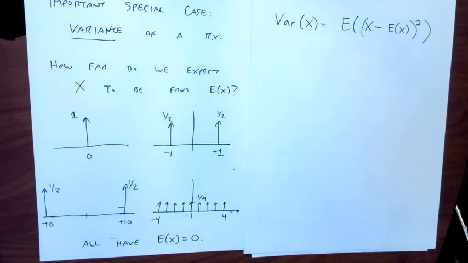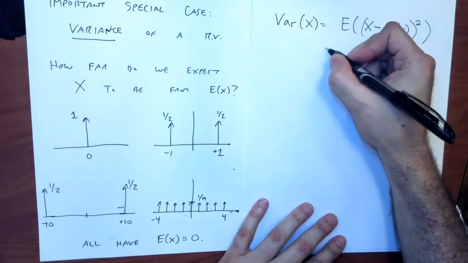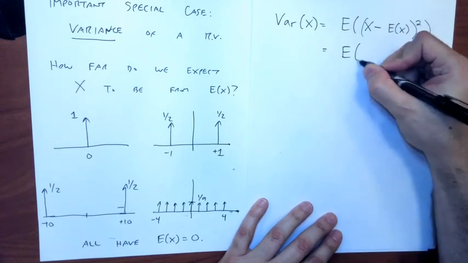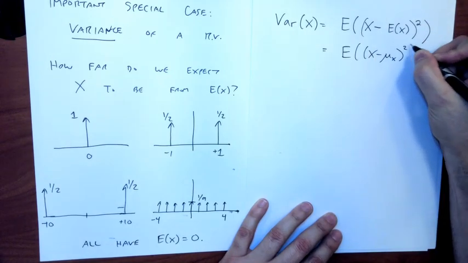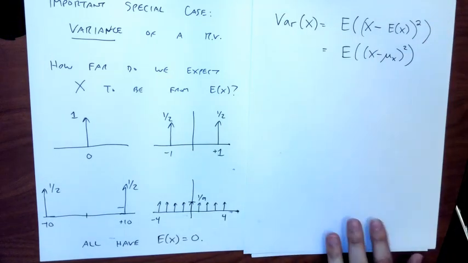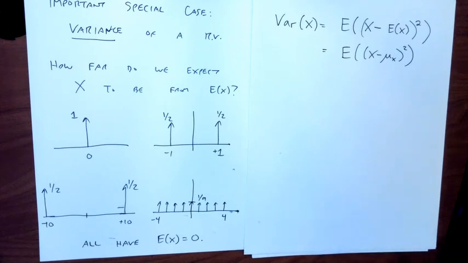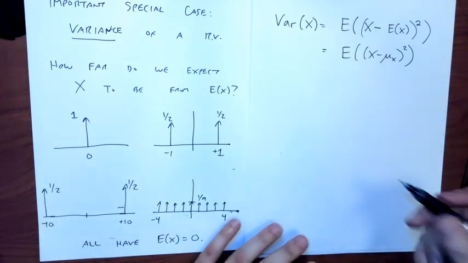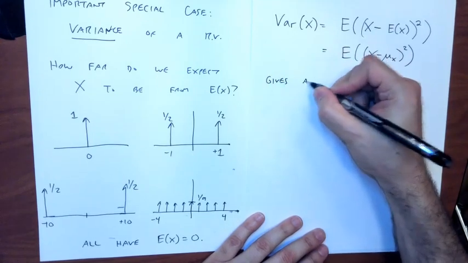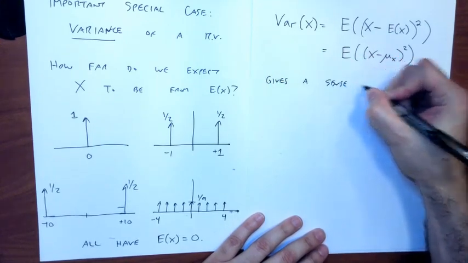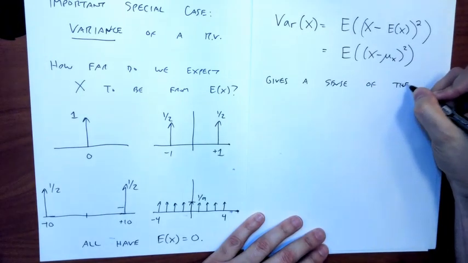Kind of confusing because there are lots of e's and lots of x's. So I can make this a little more palatable, where mu is the mean. This is like saying, on average, how far do I expect myself to be from the mean of the distribution? And this gives a sense of the spread of a PMF.